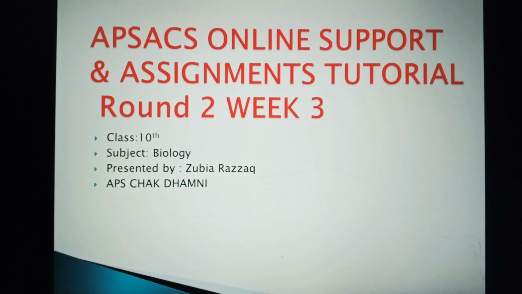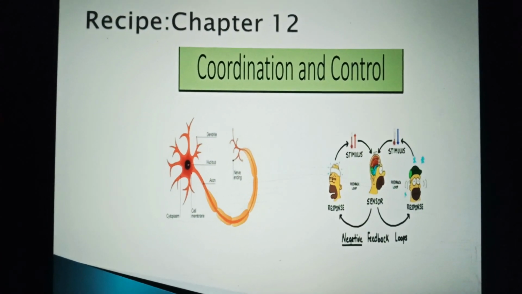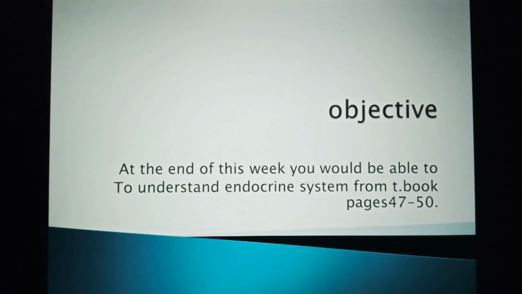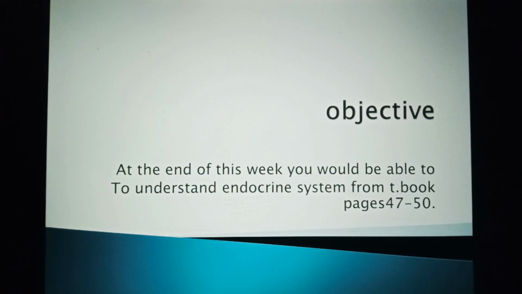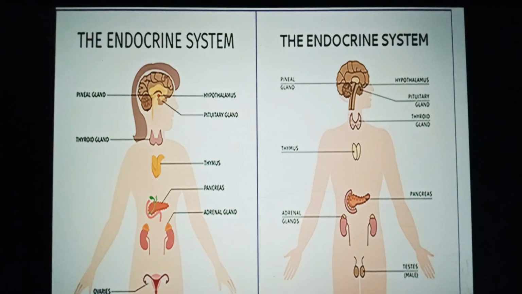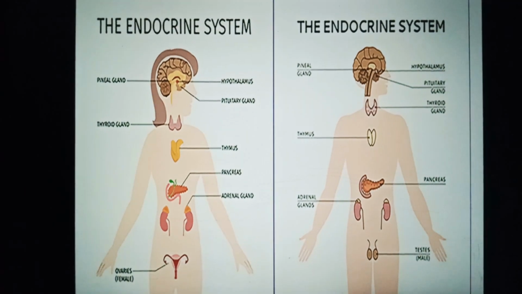I am Zubia Razak from APS Chaktamni. The grade is 10 and the subject is Biology. Chapter number 12, Coordination and Control. The objective is that at the end of this week you will be able to understand the endocrine system from textbook pages 47 to 50. Now it's time to discuss the endocrine system.